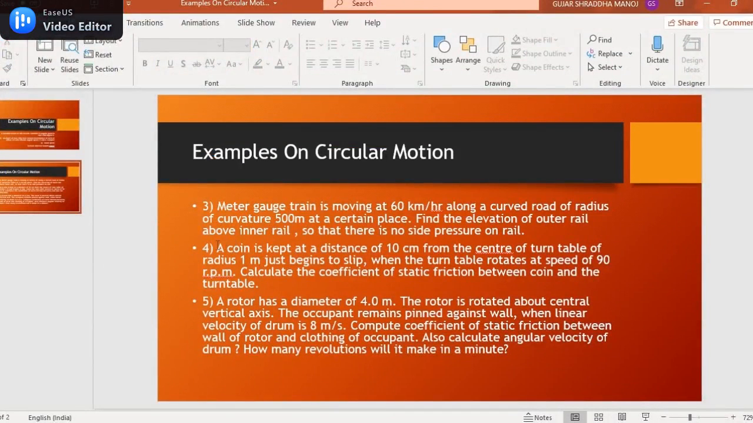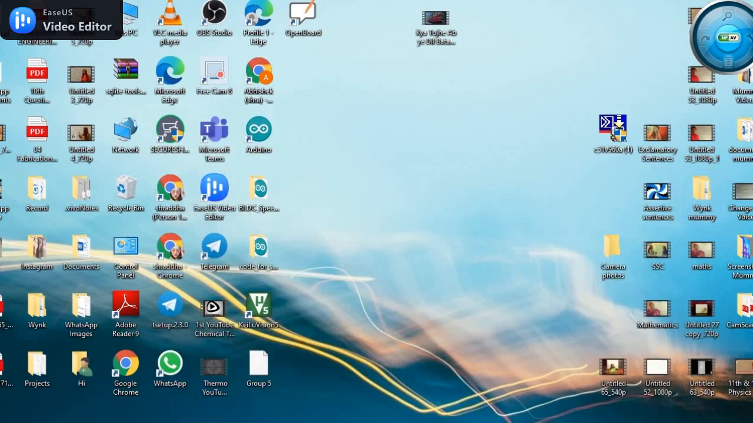Our next example is fourth. A coin is kept at a distance of 10 centimeter from center of turntable of radius 1 meter. It just begins to slip when the turntable rotates at speed of 90 rpm. Calculate coefficient of static friction between the coin and the turntable. Okay, we have to calculate our mu, that is coefficient of static friction. So we'll solve this problem.